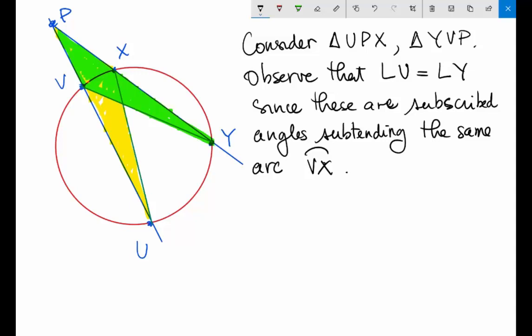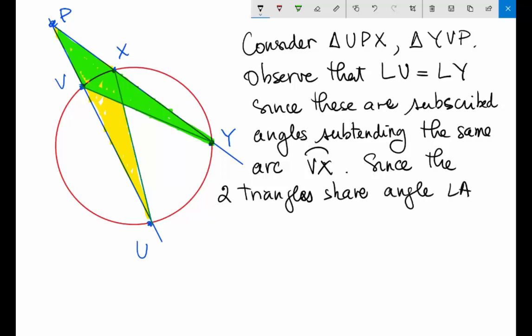Now, since the two triangles share angle P, by AA, the triangle PXU is similar to triangle PVY.